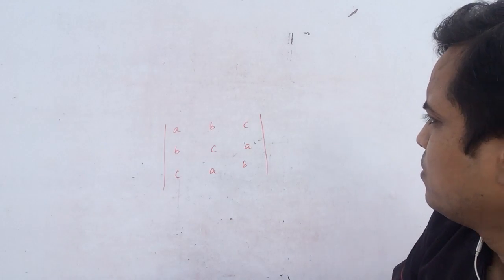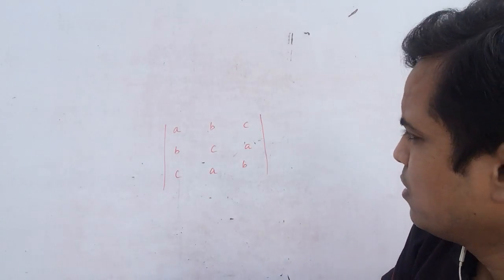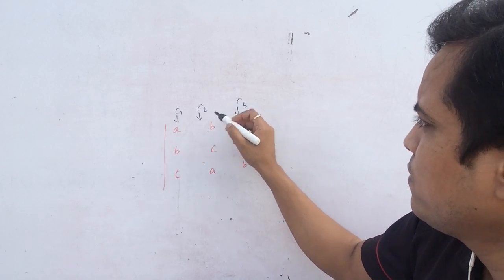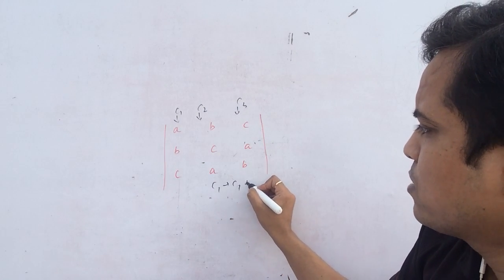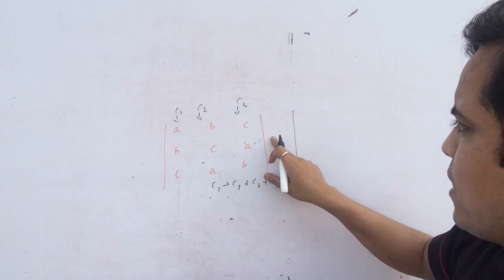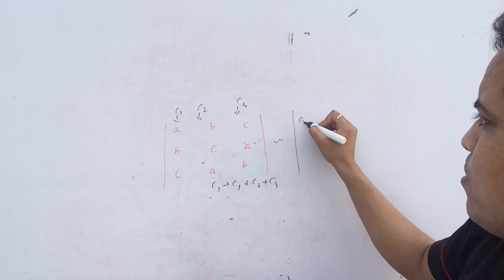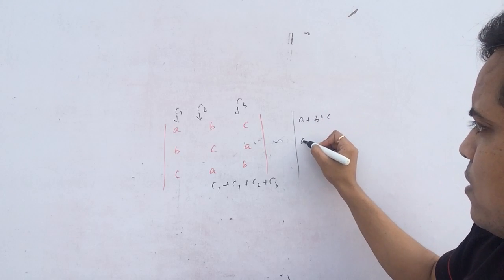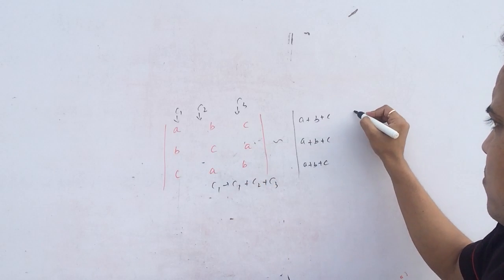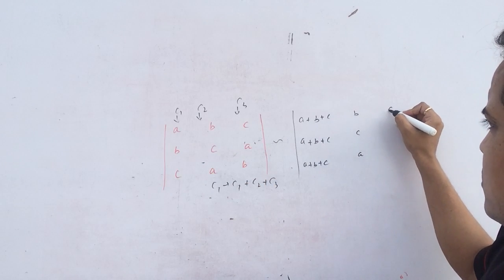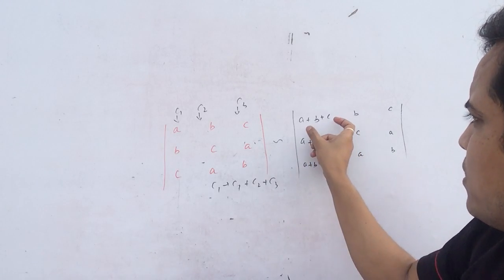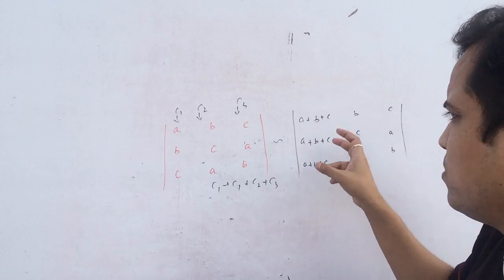You can do one thing here: c1, c2, c3. Apply this property, c1 changes to c1 plus c2 plus c3. After applying, you will get a plus b plus c, a plus b plus c again, a plus b plus c here, and b, c, a, c, a, b. Again, you know that column 1 is a multiple of a plus b plus c.